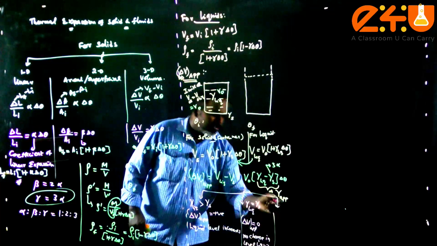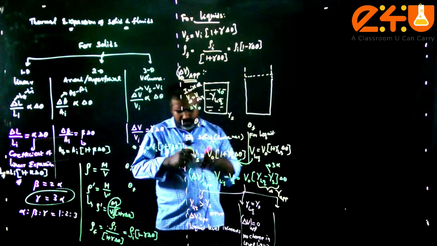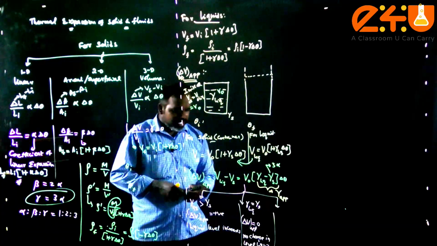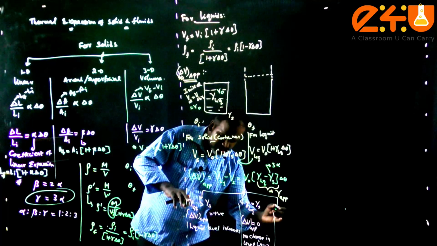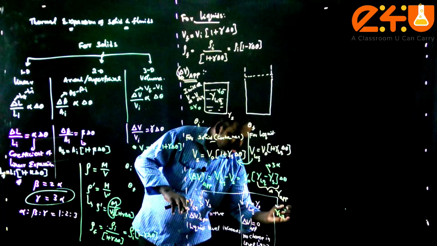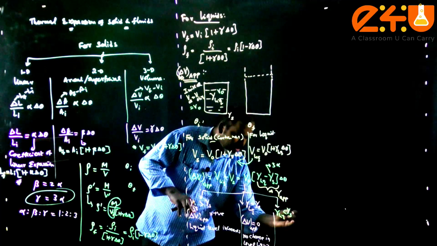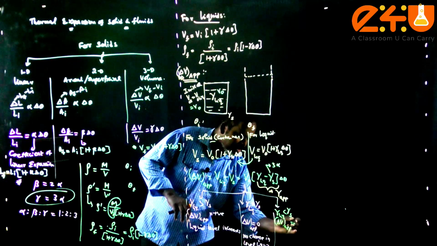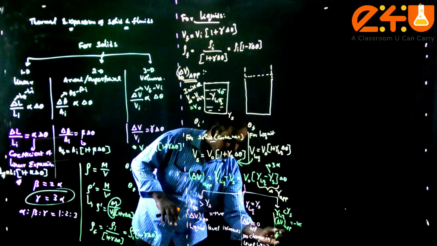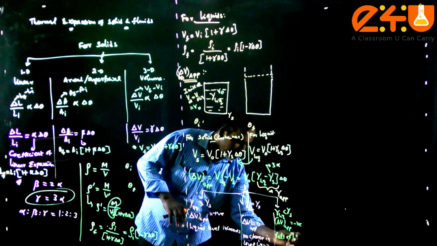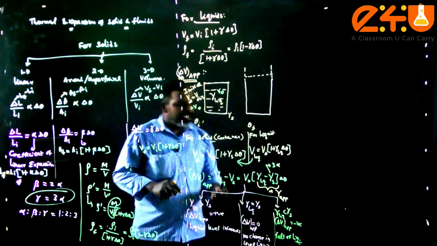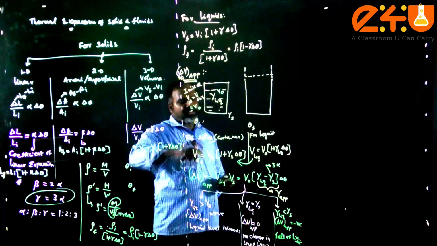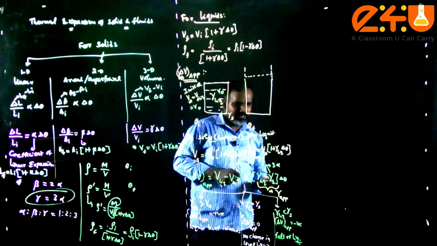Now consider the opposite condition: gamma liquid is lesser than gamma solid. In this case, delta V apparent will be negative. This means that there is a fall of the liquid level. And this is the concept related to apparent volume expansion of the liquid.